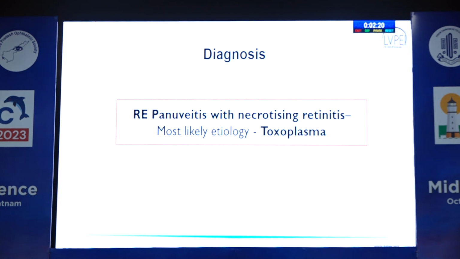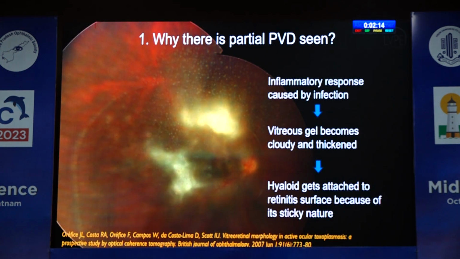Now, in the subsequent slides, I'd like to explain why we made a diagnosis of toxoplasmosis in our case. So first of all, let me take you through the investigations and the clinical signs. Now, why is there a partial PVD seen in our case? Generally, in cases of retinitis the retinal surface is very sticky.